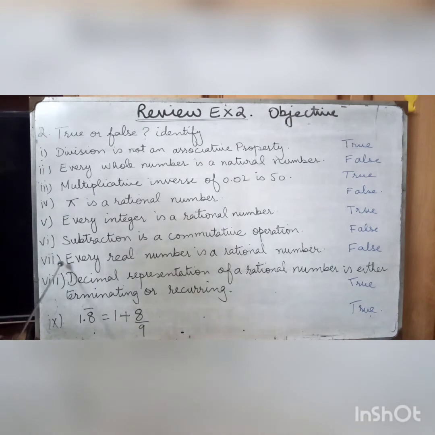7th, every real number is a rational number. False. 8th, decimal representation of rational number is either terminating or recurring. True. 9th, 1.8 bar is equal to 1 plus 8 over 9. True.